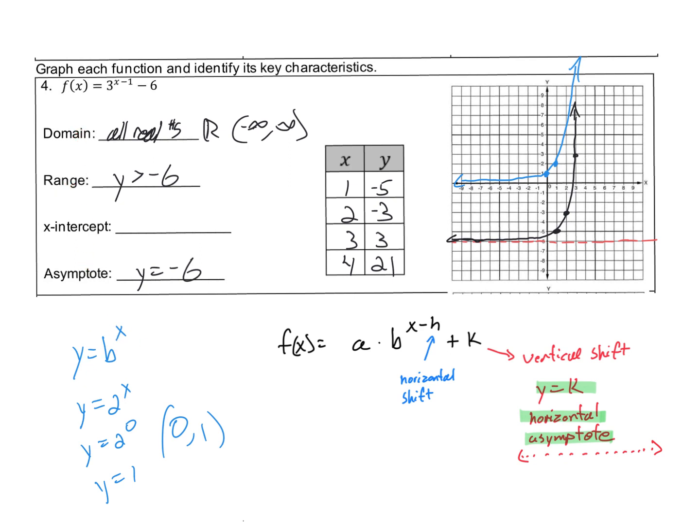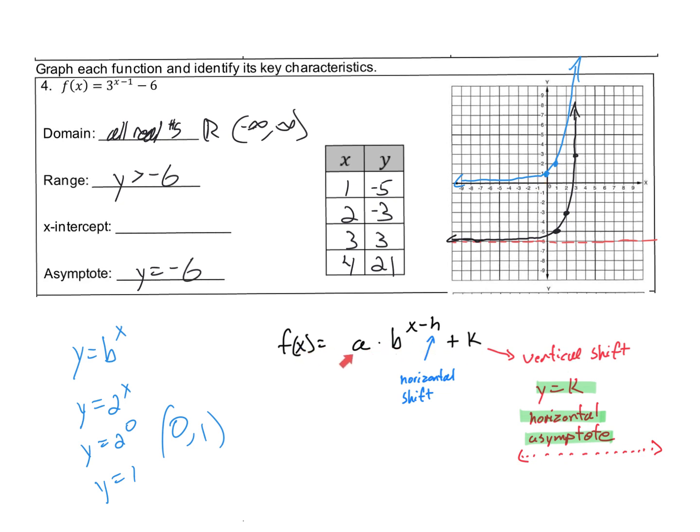First of all, the parent function of an exponential function is y equals b to the x. If we input a 0 for x, anything to the 0 power equals 1. So for instance, y equals 2 to the x: 2 to the 0 is 1. So when we plug in 0, we get a 1. So the parent function has this point at 0, 1. Now, every other function is going to be a transformation from that point.